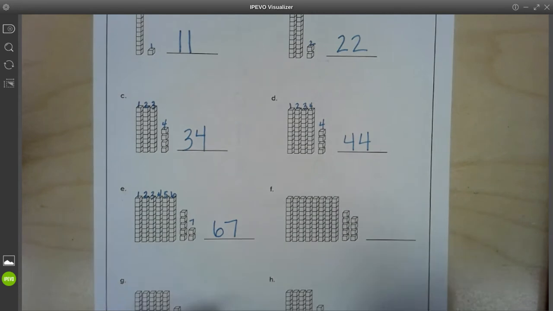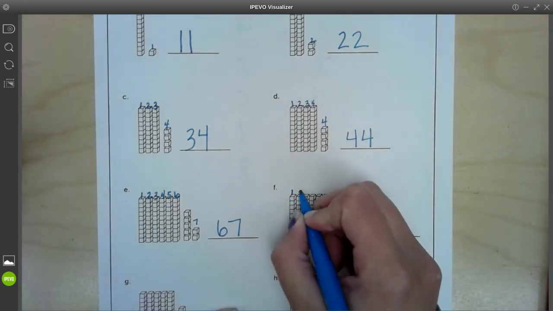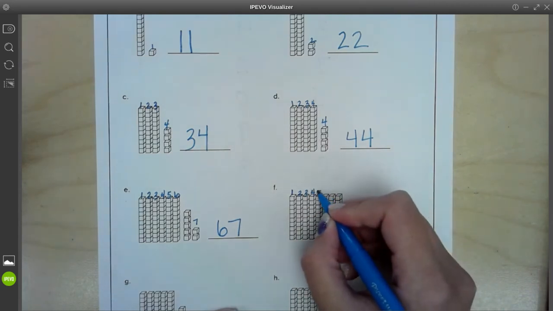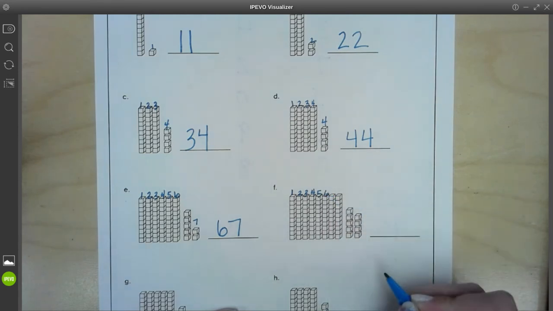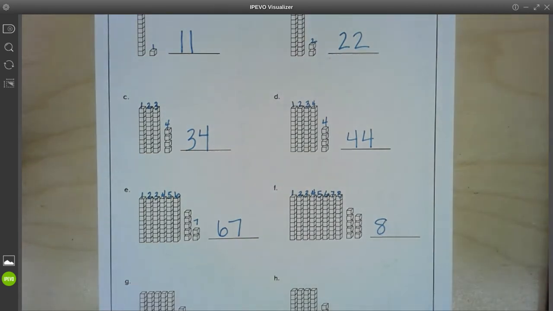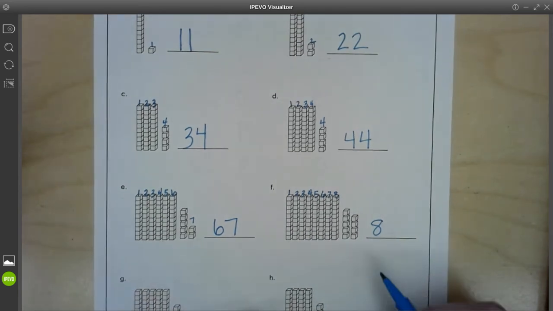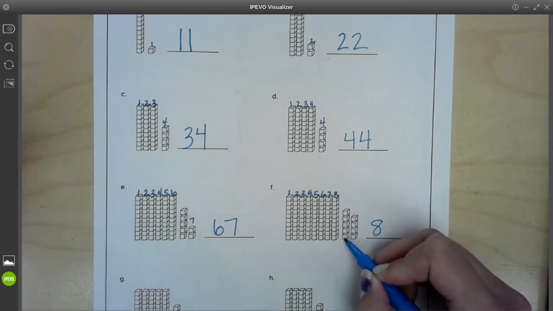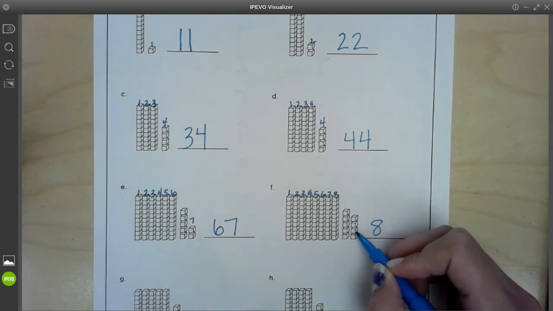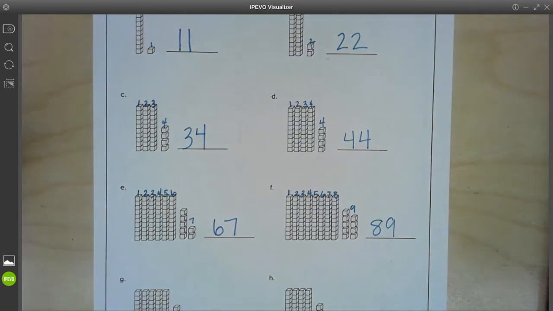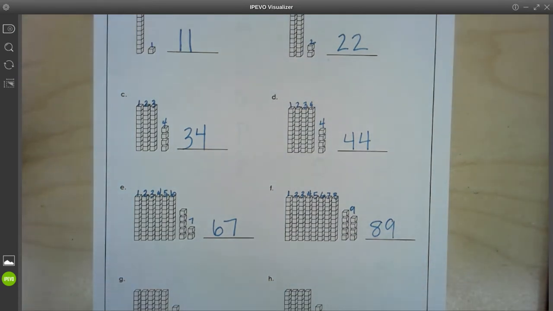Okay. Next one, let's count the tens. 1, 2, 3, 4, 5, 6, 7, 8. So we have 8 tens. And ones, we have 1, 2, 3, 4, 5, 6, 7, 8, 9. And 9 ones. So those place value blocks show us the number 89.